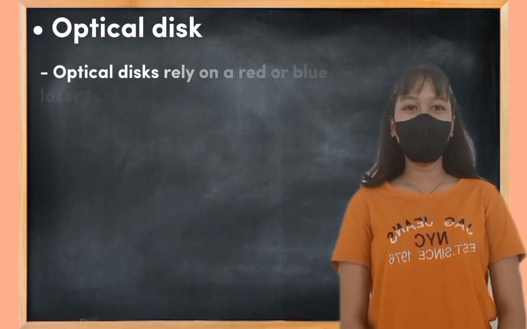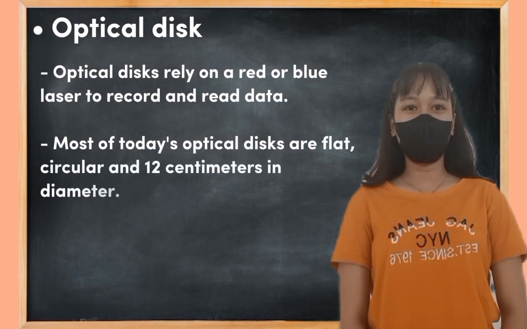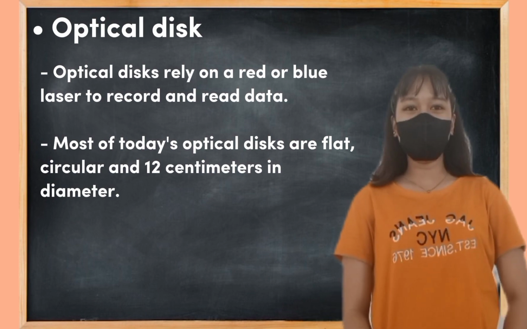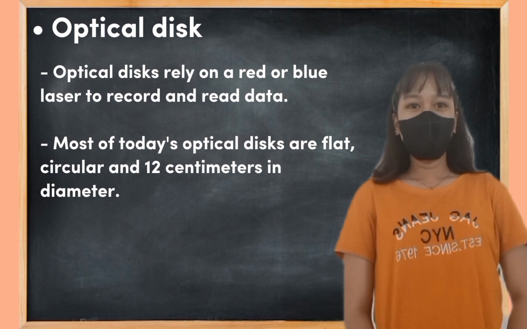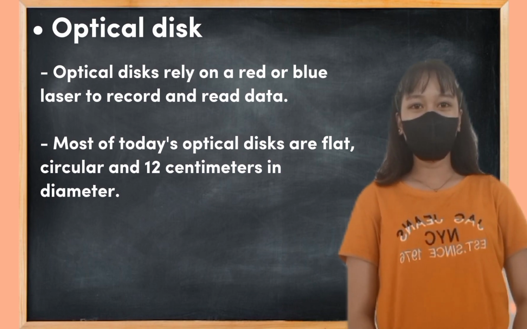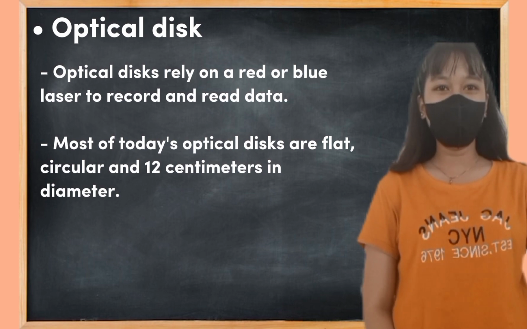An optical disk is an electronic data storage medium that can be written to and read from using a low-powered laser beam. Most of today's optical disks are available in three formats: compact disc, DVD, also referred to as digital video disc, and Blu-ray disc, which provide the highest capacity and data transfer rate of the three. Optical discs rely on a red or blue laser to record and read data.